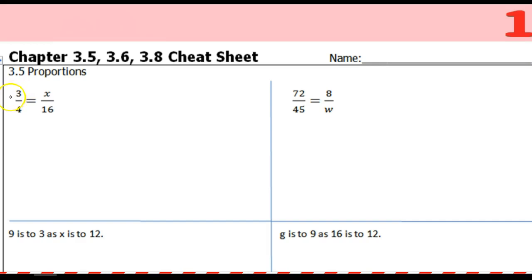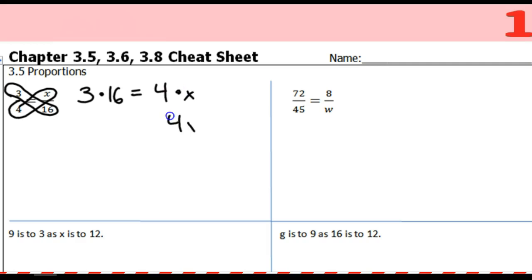So how we solve proportions is we have two fractions and they're separated by an equal sign. What we need to do is cross multiply. So I'm going to multiply like a diagonal. So 3 times 16 and 4 times x. So 4 times x just going to give us a 4x. 16 times 3 gives us 48.